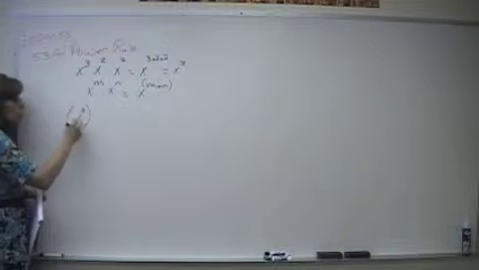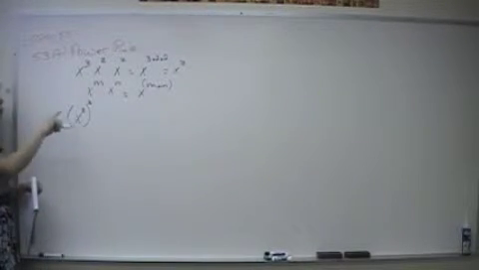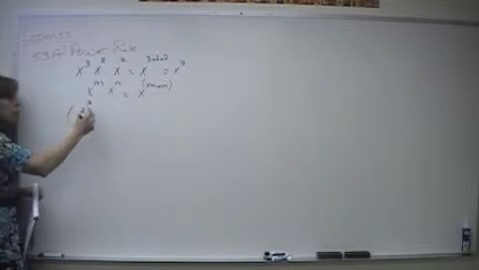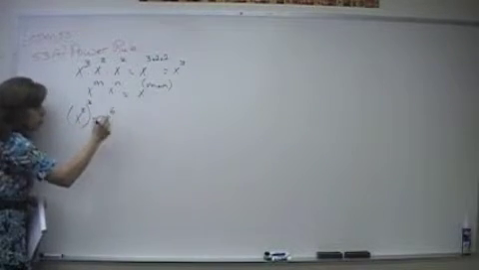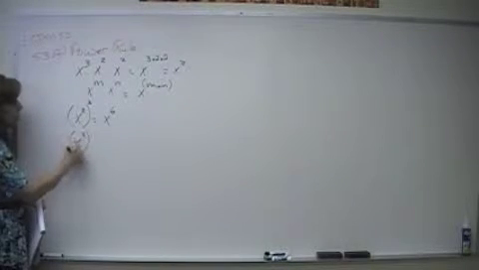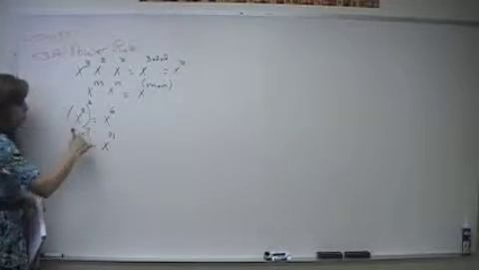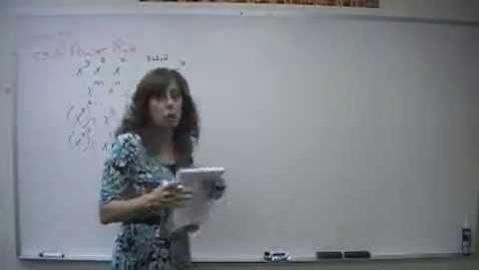x squared to the third power. This is the power rule. What we do here, we multiply 2 times 3, which is 6. If I have x to the power of 3 to the power of 7, that would be x to the power of 21. So what's happening? I am multiplying the powers.